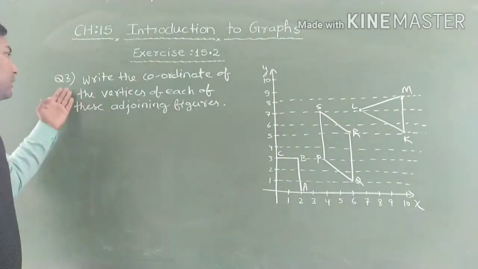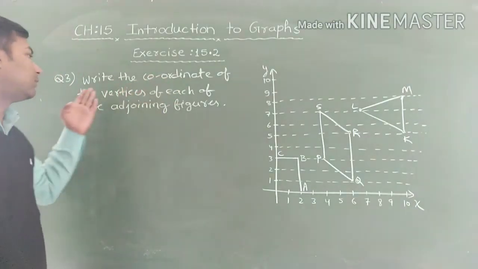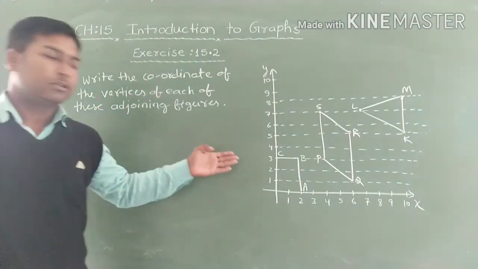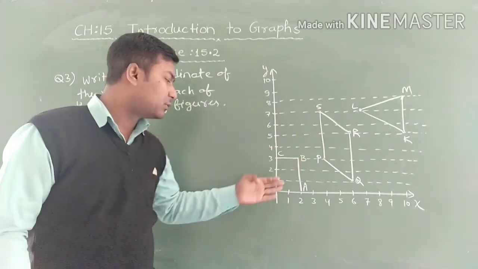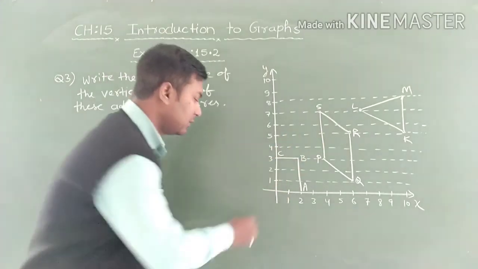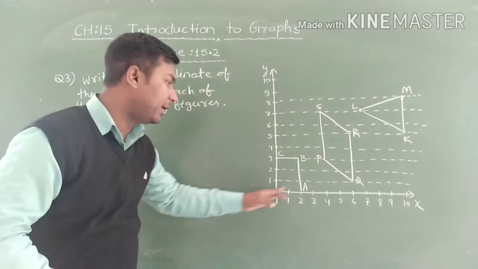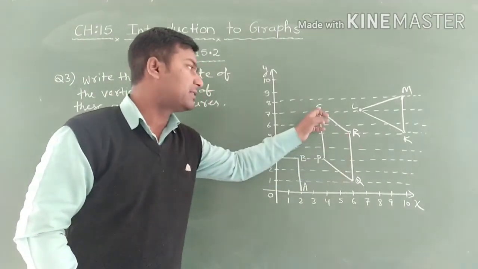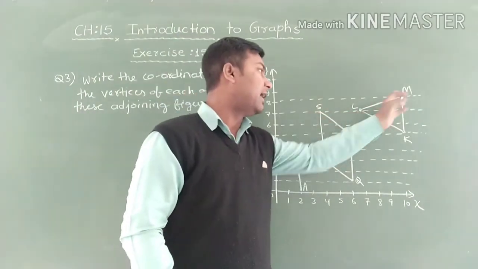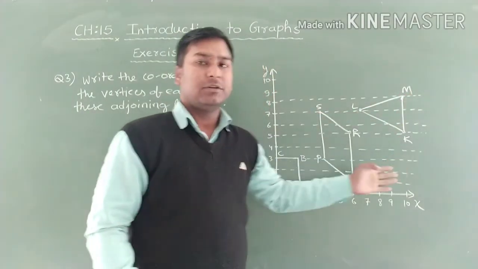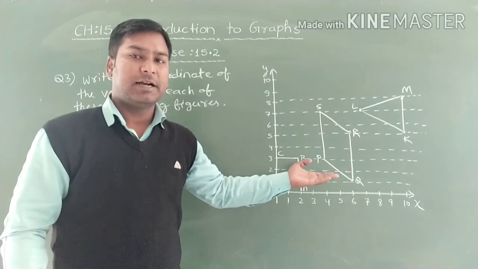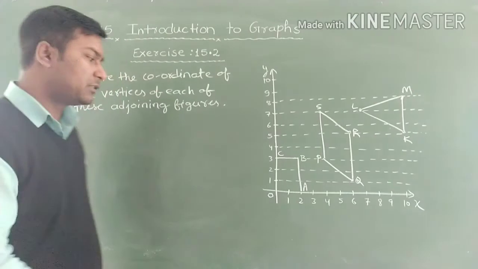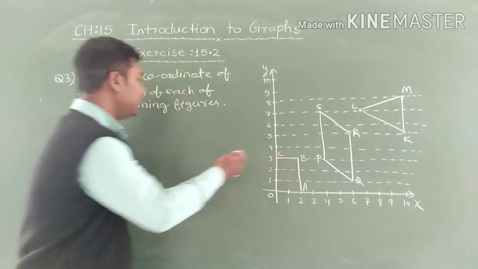Question number 3. Write the coordinate of the vertices of each of these adjoining figures. Okay, so there are 3 figures given. So first is that is OABC, second one is P, Q, R, S, and third one is L, M, and K. Okay, so in these three figures we have to write the coordinates of these points which is given here. So in first figure, that is O, A, B, C.